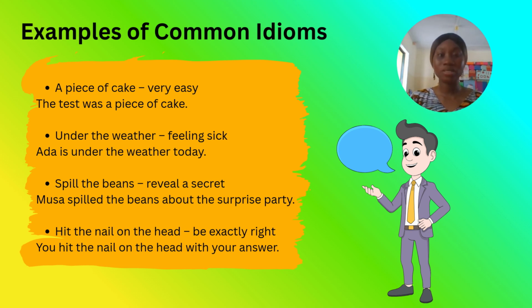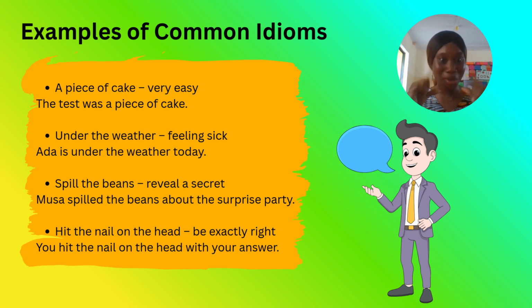To spill the beans means to reveal a secret. So Musa spilled the beans about the surprise party. It doesn't mean that there were beans on a plate and Musa just poured them out. No, it just simply means that Musa revealed a secret. So we have been planning a surprise party for somebody, but Musa doesn't know how to keep his mouth shut.